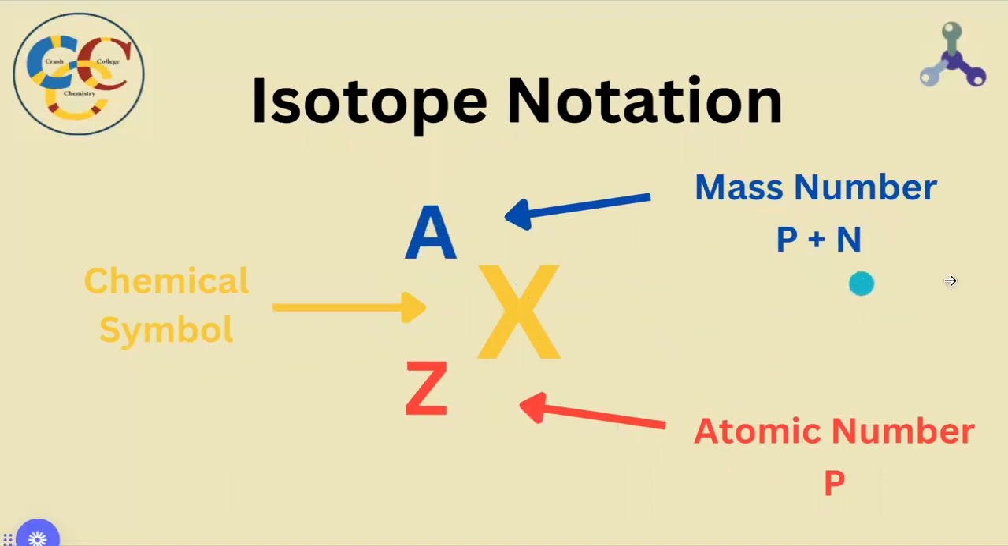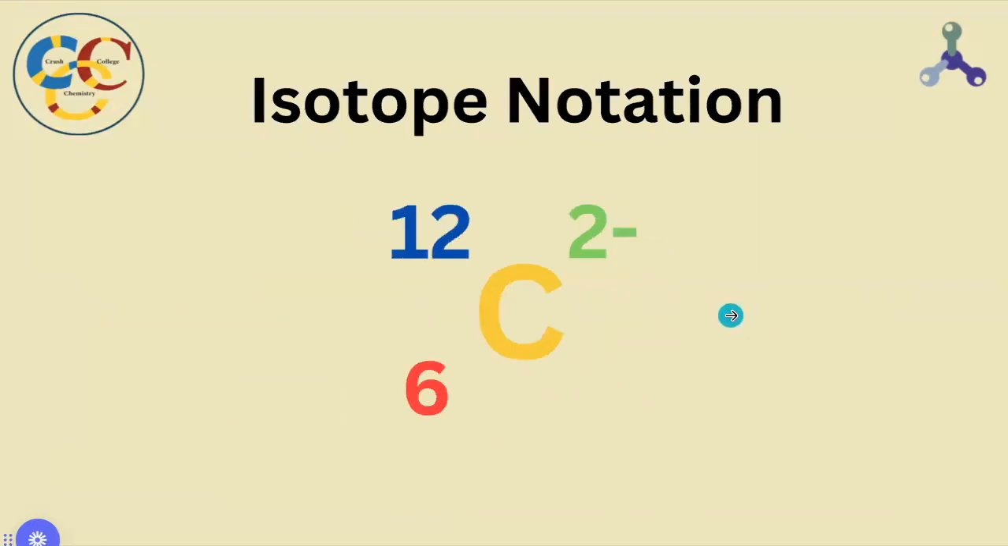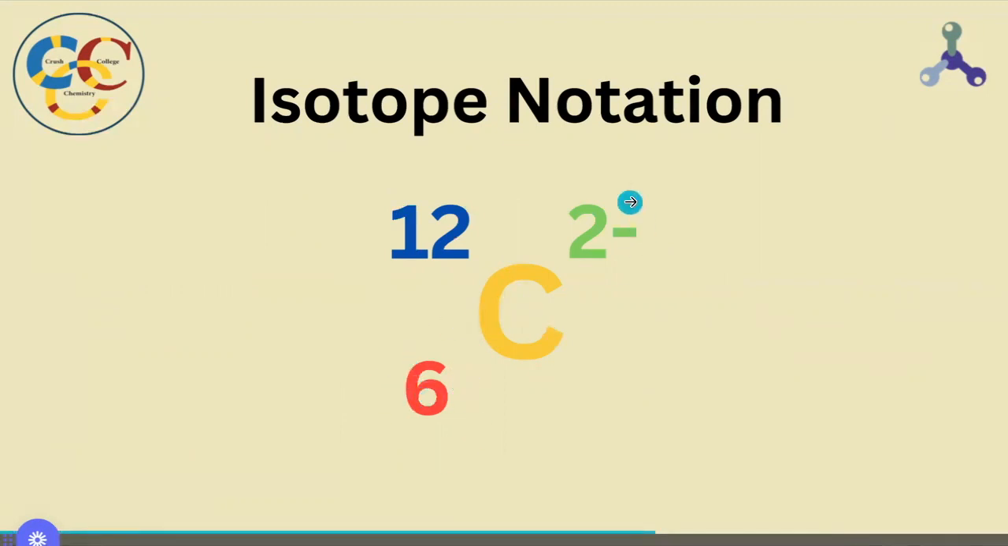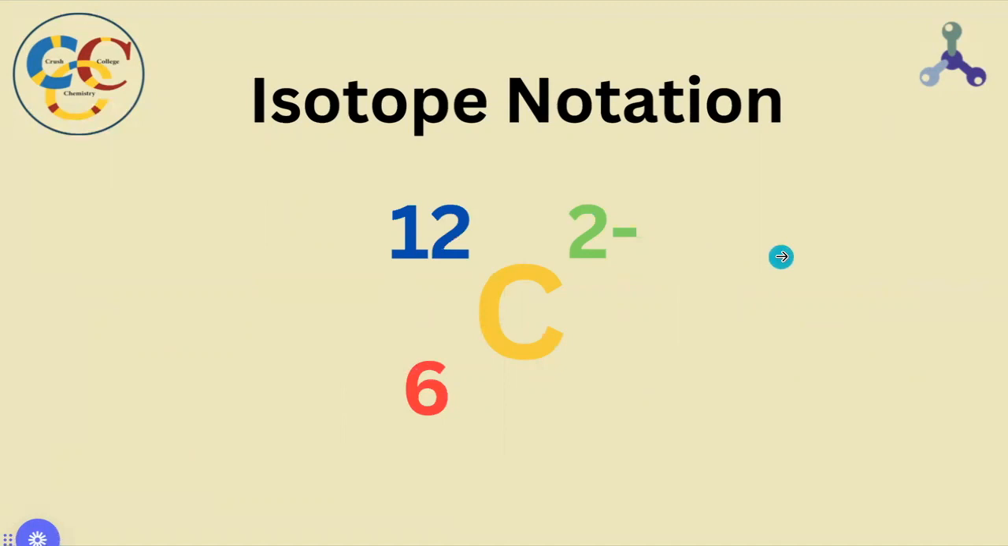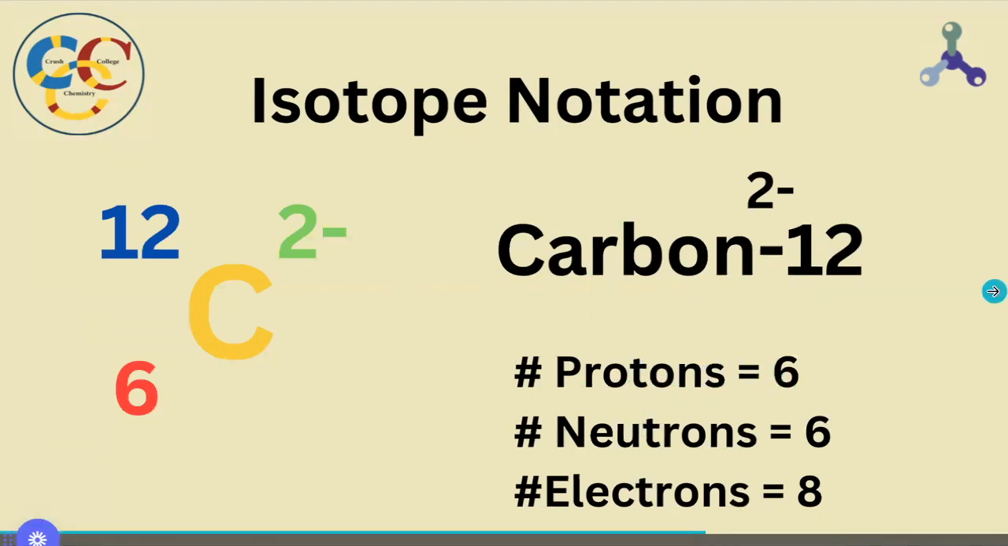Another thing that we can do is highlight the net charge, or the charge of the isotope if it has one. If it doesn't have one, there is no point in saying 0. We can just imply that it doesn't have a charge if we don't write anything. Here's an example of a carbon isotope where it's got a mass number of 12, 6 protons because it's the atomic number, and it's got a charge of -2, meaning that it's got 2 more electrons than protons. Another way of writing that is carbon-12 with a 2 minus, and in both cases, we know we can infer the total number of all 3 subatomic particles.